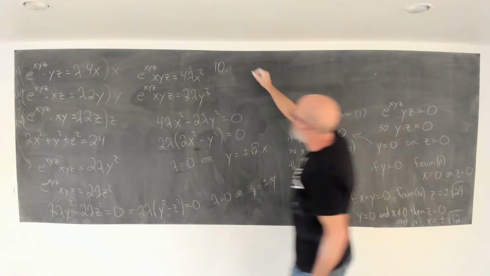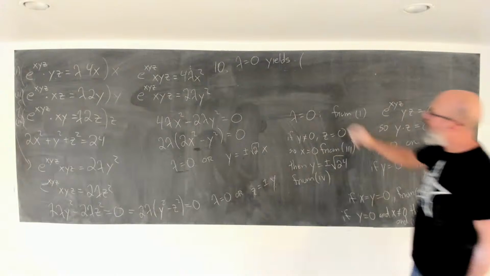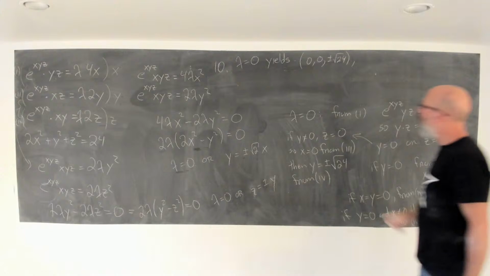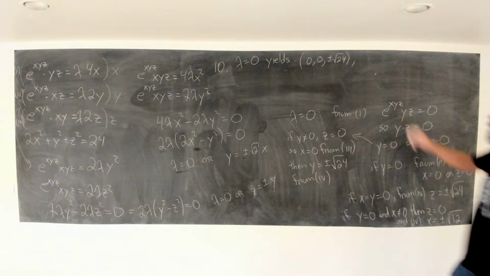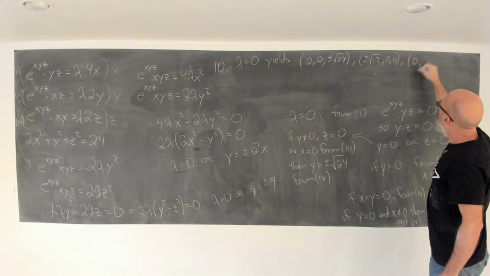So let's say this. Lambda equals 0 yields points of importance. What are they? 0, 0, plus or minus root 24. Or y and z are 0, x is plus or minus root 12. Or x and z are 0, y is plus or minus root 24.